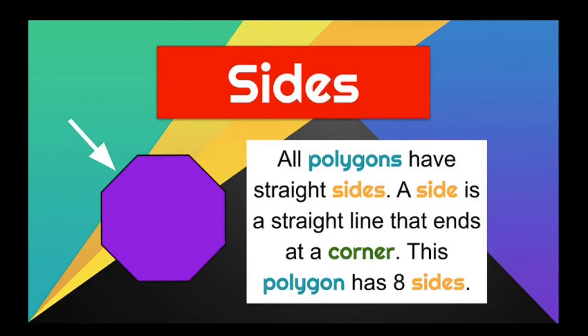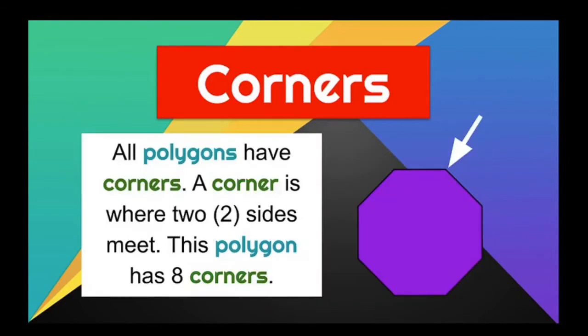So let's talk about sides for a second. All polygons have straight sides. A side is a straight line that ends at a corner. This polygon in our example has 8 sides. So if we count them, we sometimes make little hash marks. 1, 2, 3, 4, 5, 6, 7, 8. That tells us that there are 8 sides. That also tells us that all of the sides are the same length, but we'll get into that later. So this polygon has 8 sides.